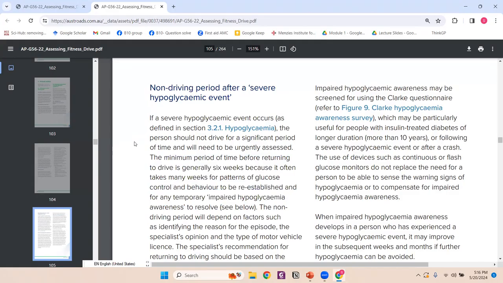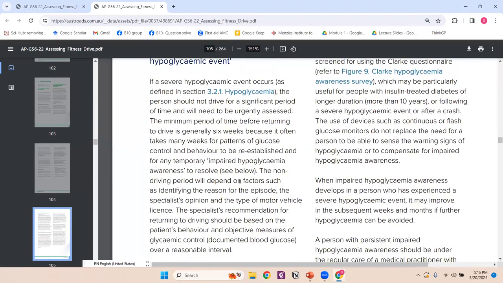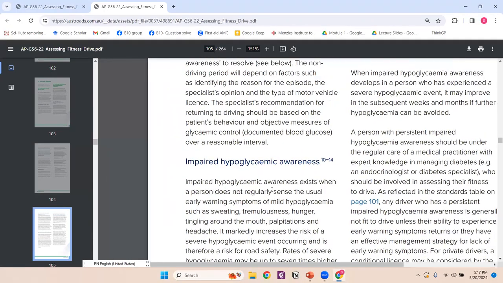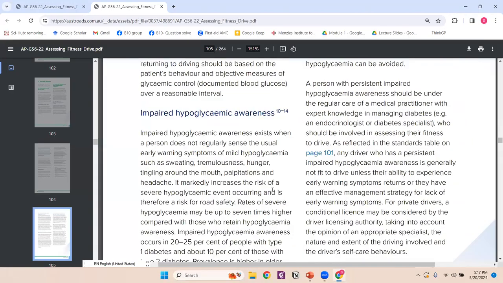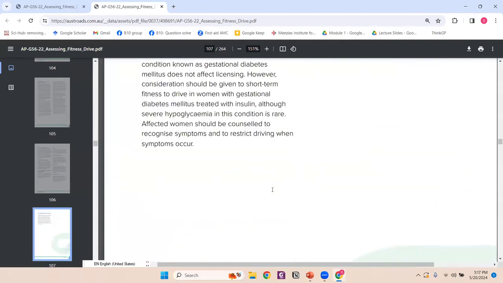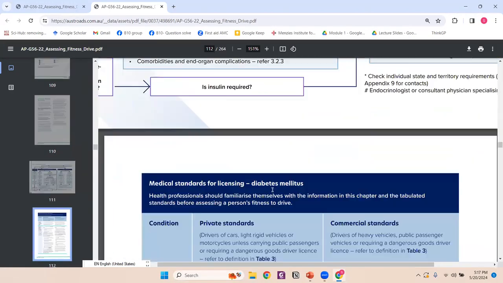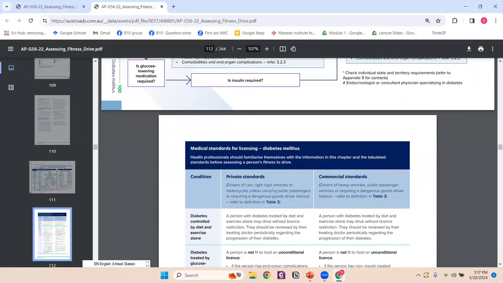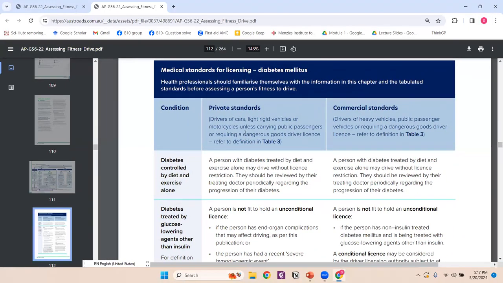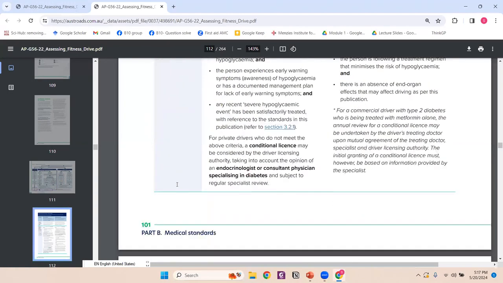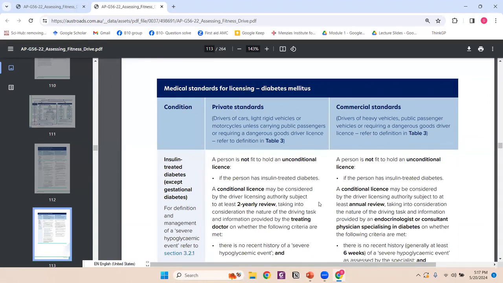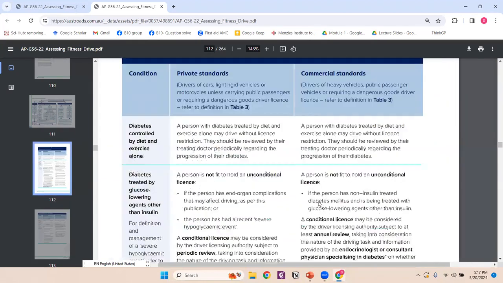So for minimum, she should stay without driving for 6 weeks. That is what you should tell the patient when you are discharging the patient. Now, while we are in this, let me show you the next thing which you should focus on. That would be this table, which shows the different standards for private vehicle and commercial vehicle for patients with diabetes controlled on diet, on insulin, or on medical drugs. You can go through this leisurely later.